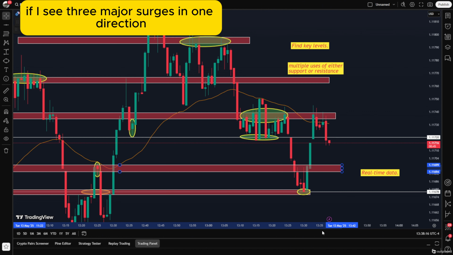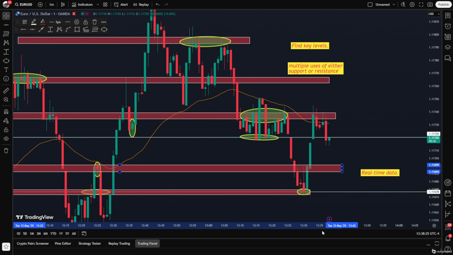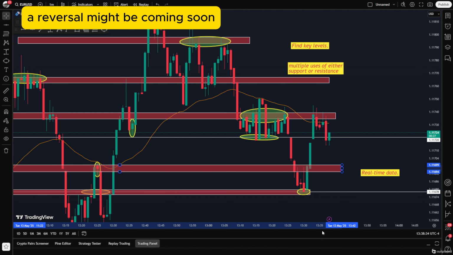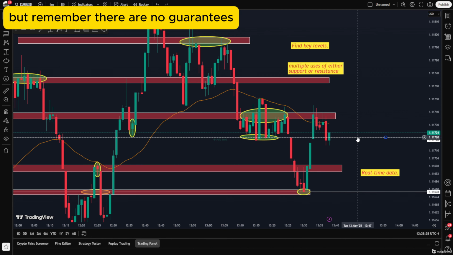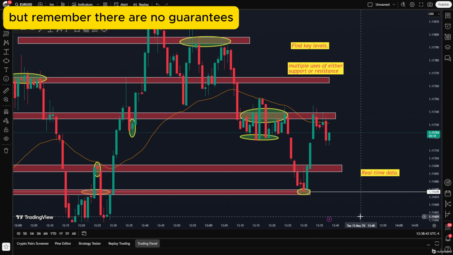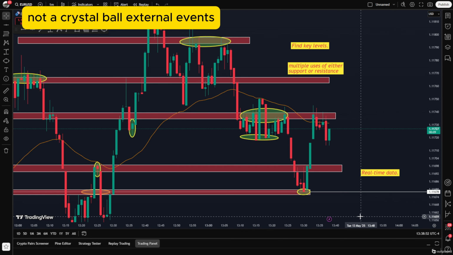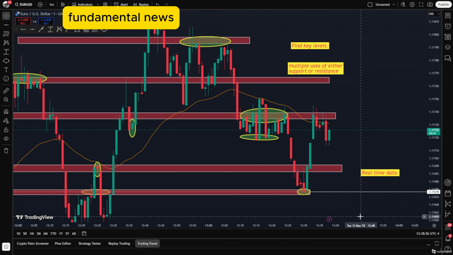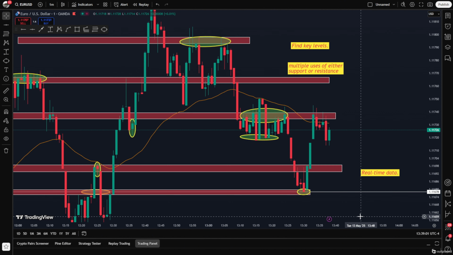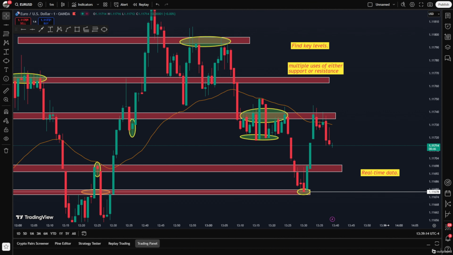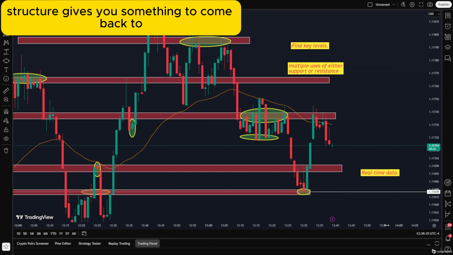If I see three major surges in one direction, I pay attention. That's a signal the market may be getting tired. A reversal might be coming soon. But remember, there are no guarantees. Price structure is a guide, not a crystal ball. External events, fundamental news, they can disrupt everything. And that's why structure matters. When chaos hits, structure gives you something to come back to.